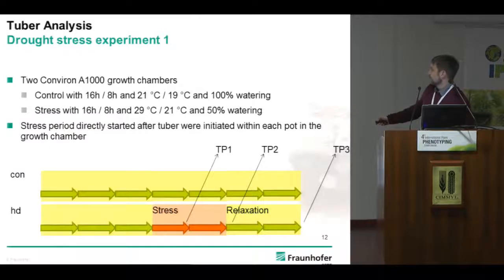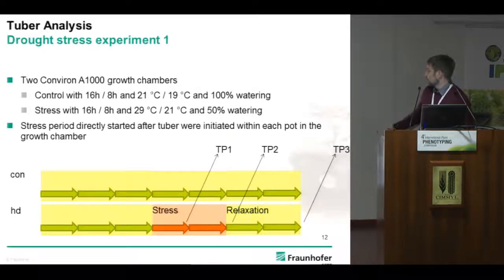So in the control batch we had 16 hours light and 8 hours dark, and 21 degrees during the day and 19 degrees during the night, with about 100% watering, so regular watering. Within the stress period we increased the temperature to 29 degrees during the day and 21 degrees at night, and reduced the watering to 50% of the typical water uptake we applied.